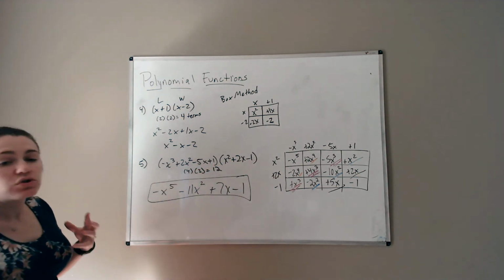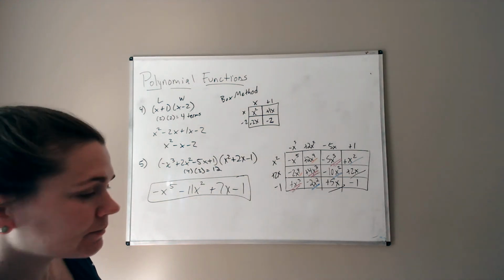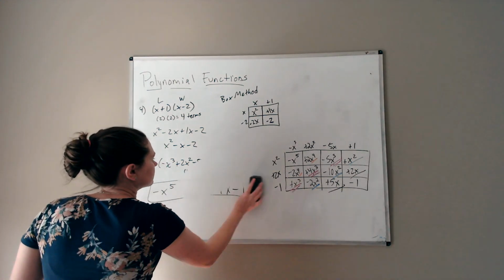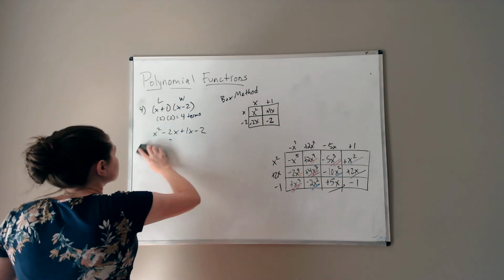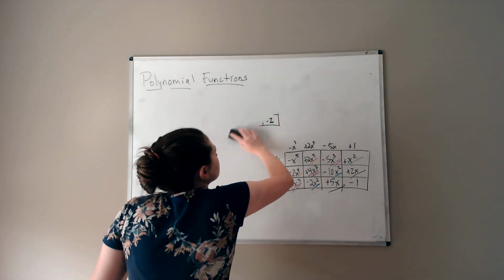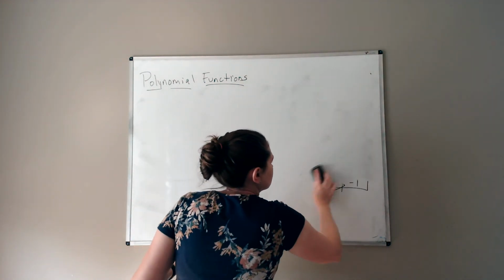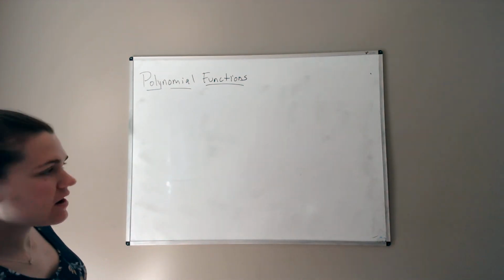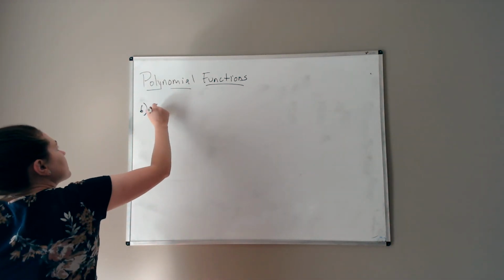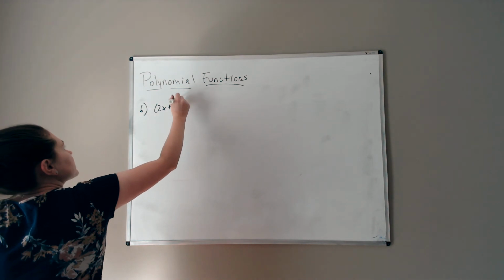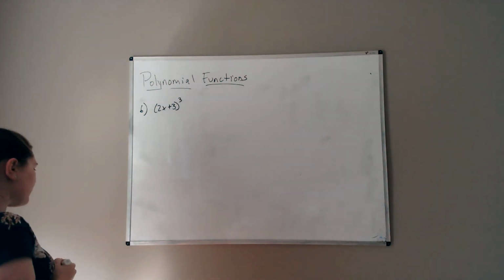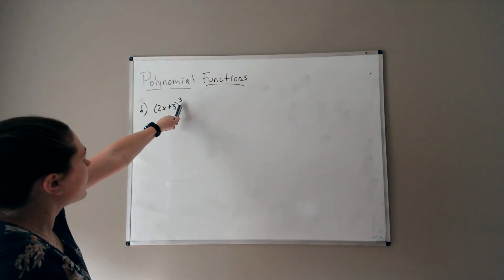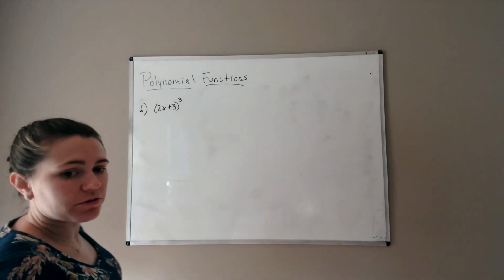Okay, we're going to do one more problem. Number 6, the finale. 2x plus 3 raised to the third power. Is this a property of exponents? Can I just distribute the exponent of 3 to the 2x and the 3?